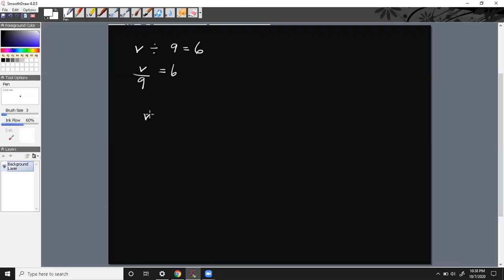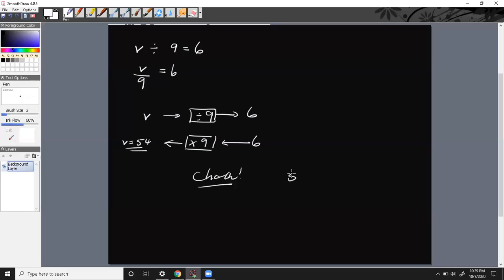Okay, so our input is v. We are dividing by 9, and we are getting an output of 6. So we are going backwards. The inverse, the reverse of dividing by 9 is multiplying by 9, and 9 times 6 is 54. So v is equal to 54. Check, always check. Is 54 divided by 9 equal to 6? Yes. Or we could say 54 divided by 9 is equal to 6, either way. Okay, so it's all about inverse operations.